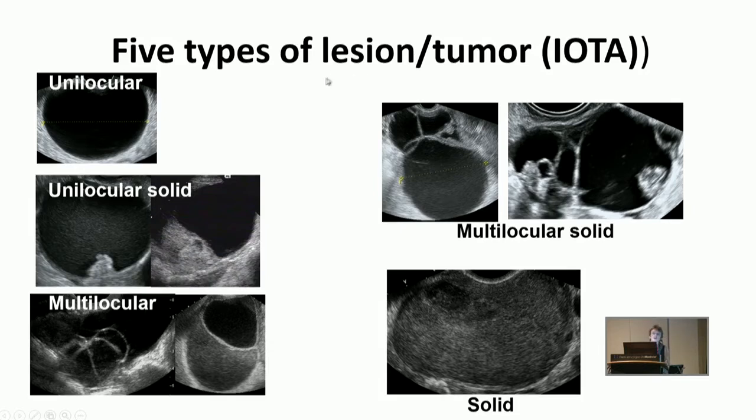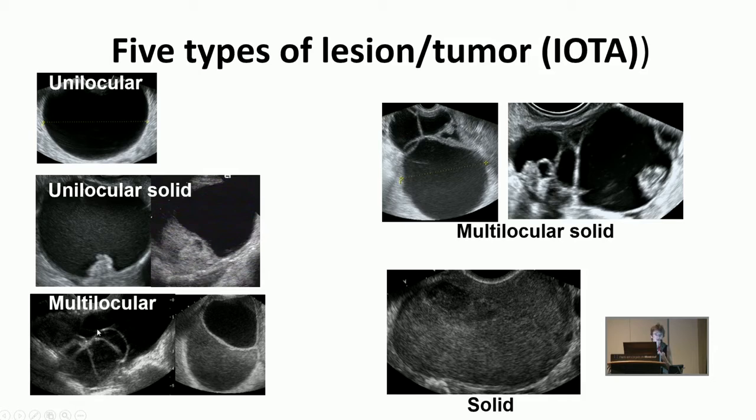When we use the IOTA terminology, there are 5 types of tumor, and this is extremely important. A unilocular cyst is a cyst with one cyst locule, no septa, and no solid components. A unilocular solid tumor is a cyst with one cyst locule and 1 or more solid components, and the solid component can be a papillary projection or some other type of solid component.